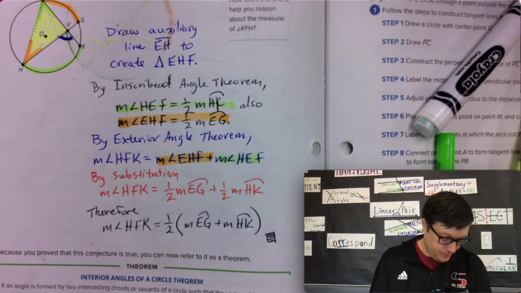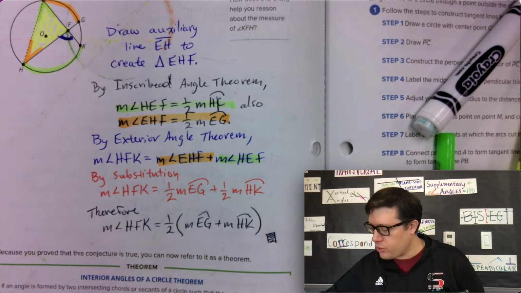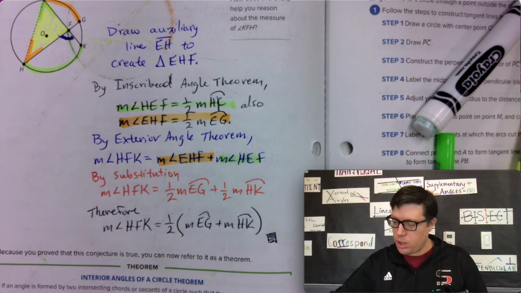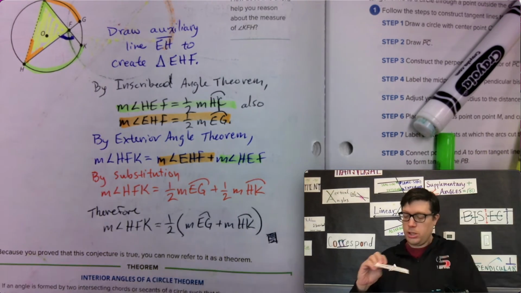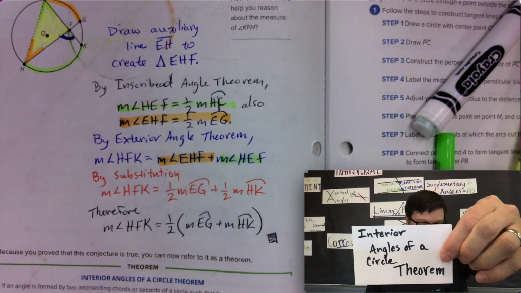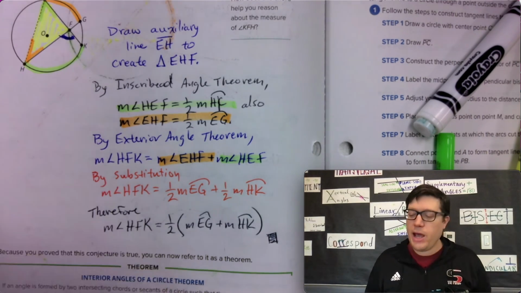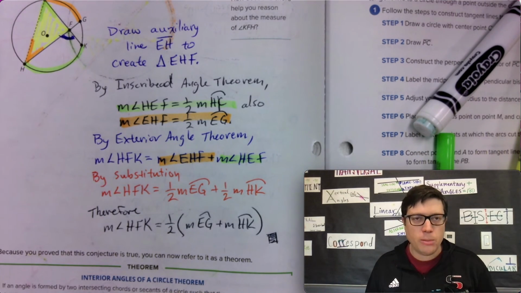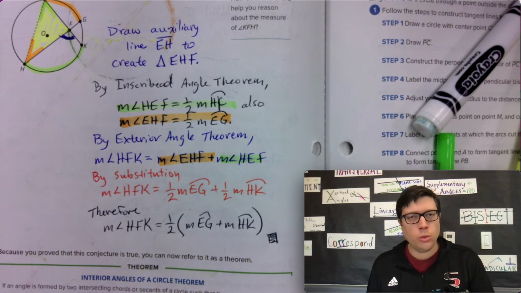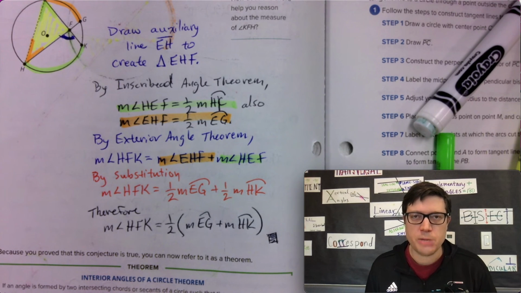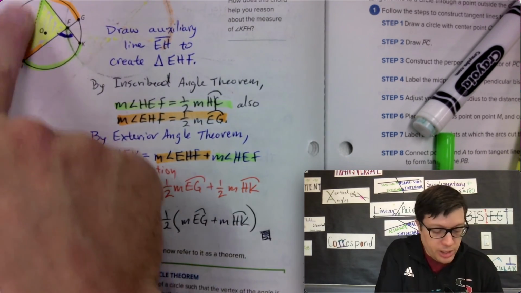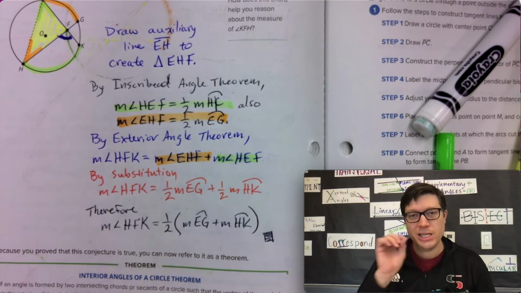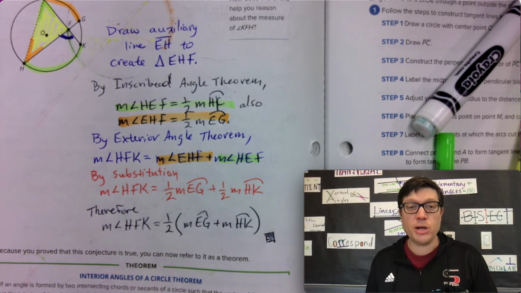We're done. Please make sure that you have created your note card for the interior angles of a circle theorem. Because now we have this relationship that will help us solve problems, and it will work for every single relationship that's out there when we have a point created by two crossing chords inside a circle, and we want to know their angle measures.